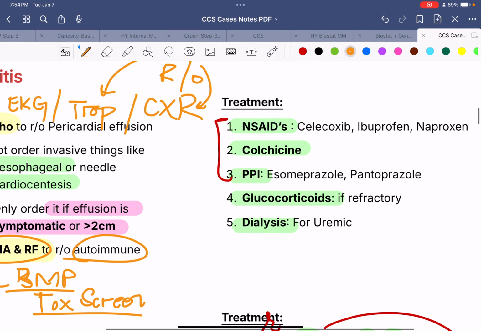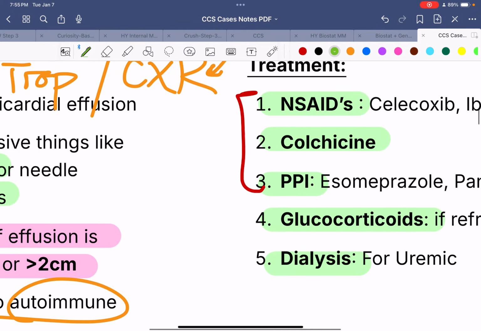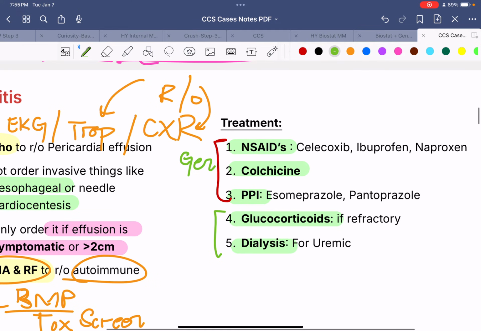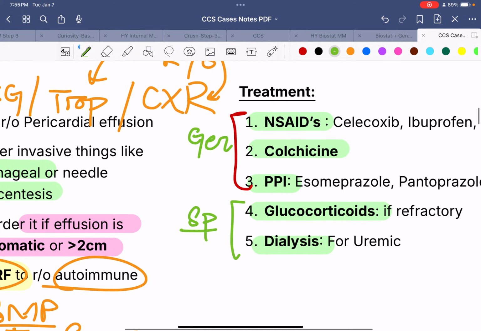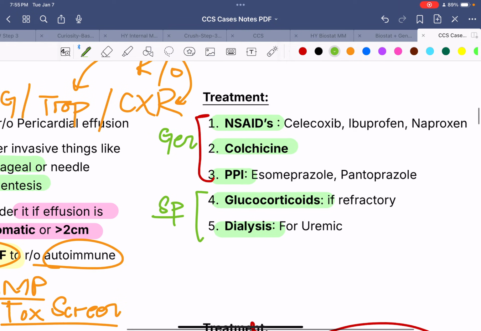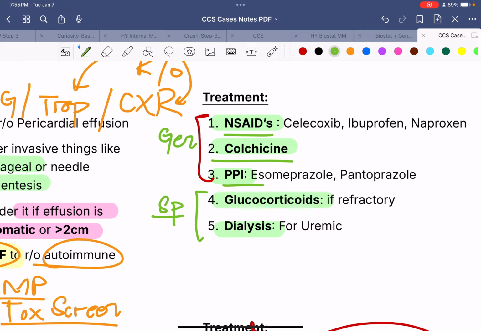Then comes the treatment. So again, the treatment is also going to be divided into the specific treatments and the general treatments, right? What are the things that you're going to give to all the patients no matter what, and what are the things that you're going to give specifically if there's one specific cause. So generally for all patients of pericarditis, you have to give NSAIDs, colchicine, and then PPIs, right? These are the three things that you are going to give for pain control as well as decreasing the pericardial inflammation.